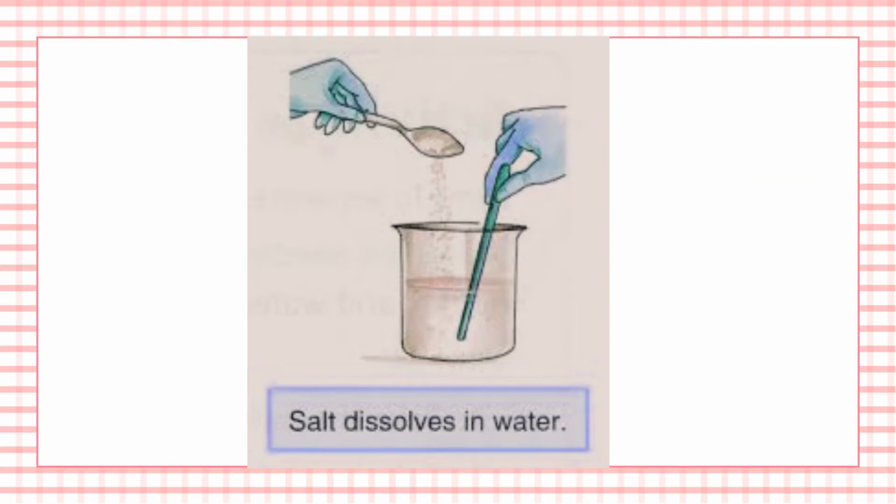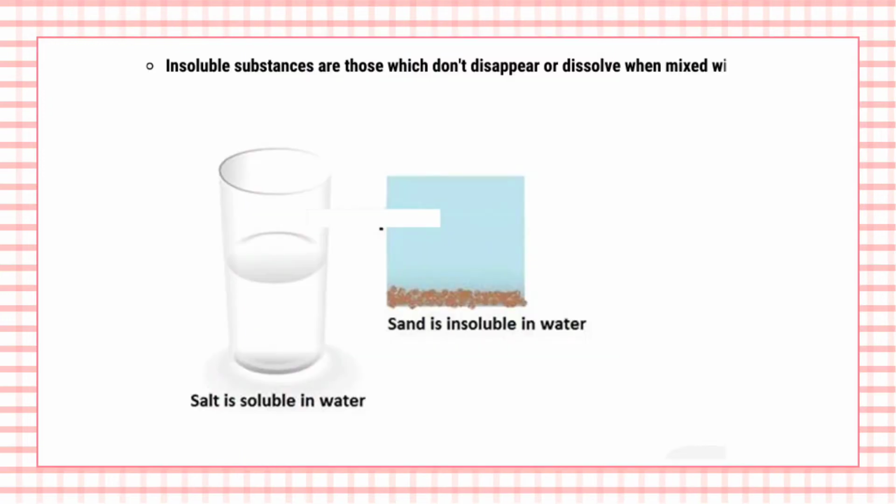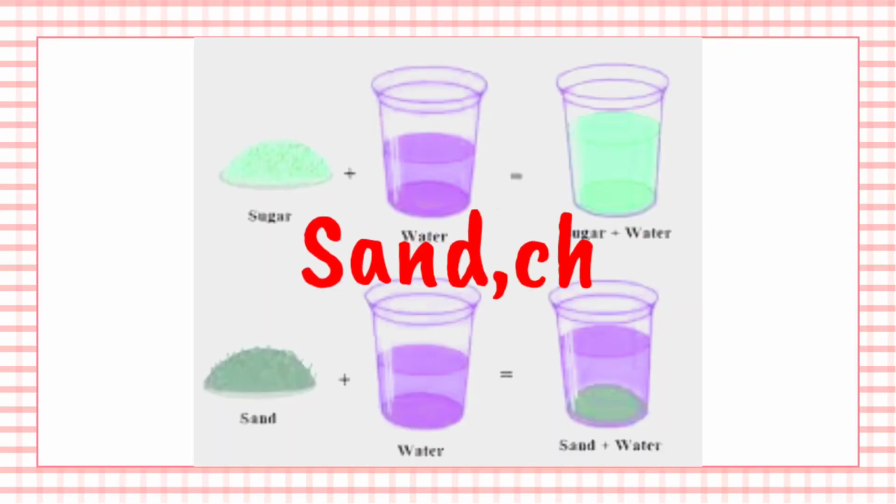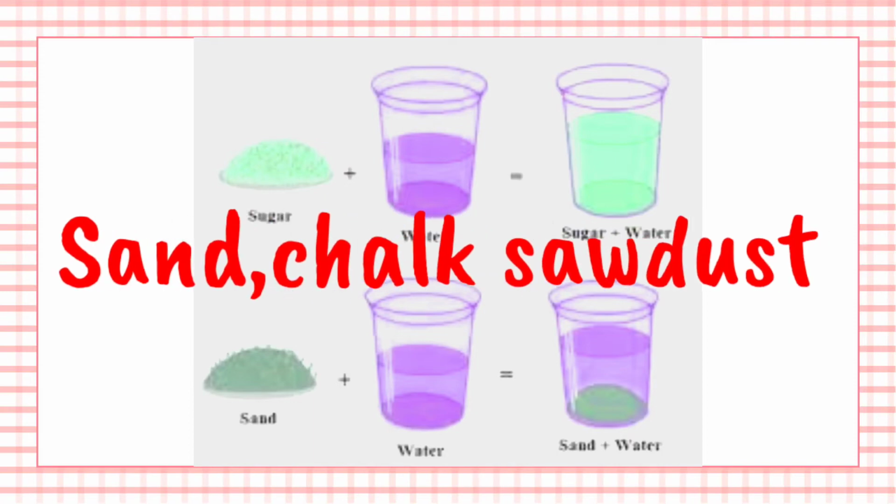Soluble substances are those which disappear when mixed with water. That means they dissolve properly in water, like salt in water, sugar in water. Those substances which do not dissolve properly and remain suspended in water are insoluble. So, insoluble substances are those which don't disappear or dissolve when mixed with water. For example, sand, chalk, sawdust, oil, etc.